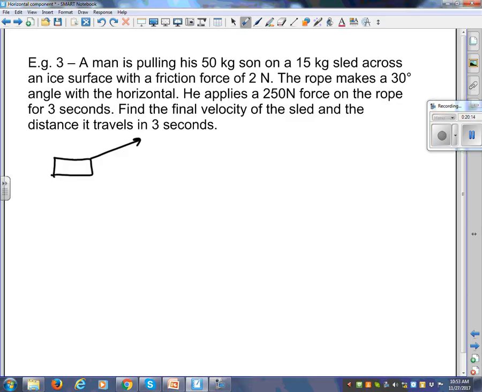Applied force is 250. We have an x component, FAX. We have a friction force, FF. For now, let's ignore the y.